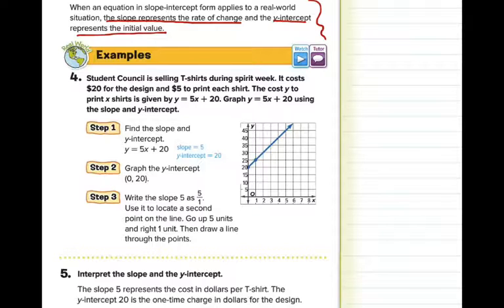This entire time, the y-intercept has been kind of your starting point when you're given an equation and you have to graph it. It's where we start. You plot the y-intercept, you use the slope to find the next point. In a real-world situation, the y-intercept represents the initial value. Make sure in your notes you circle this part. This is always our starting point.